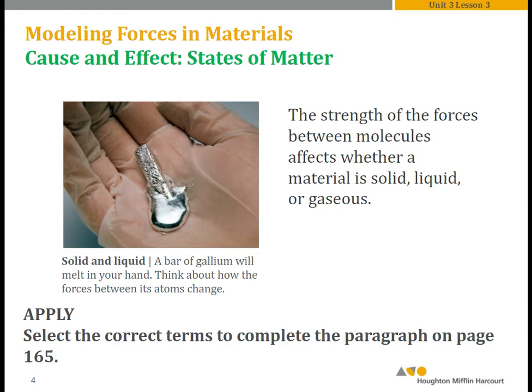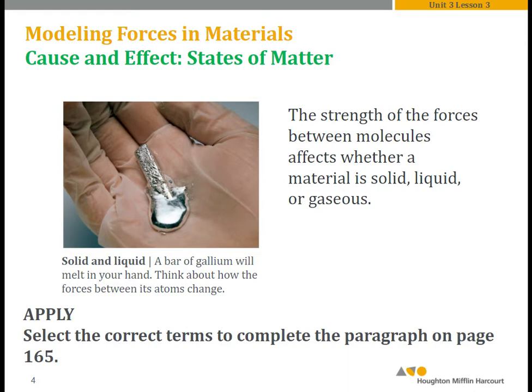Here we have a bar of gallium. Gallium is interesting. You don't want it to touch your bare skin, but it is a solid at room temperature, but at slightly above room temperature, it turns into a liquid. So if you hold it in your hand, it will change to a liquid. So what's going on in there? What are the forces that exist between the atoms that change it from a solid to a liquid? This is something that you covered more in chemistry or will cover more in chemistry. But the strength of the forces between the molecules affect whether an object is solid, liquid, or gas.